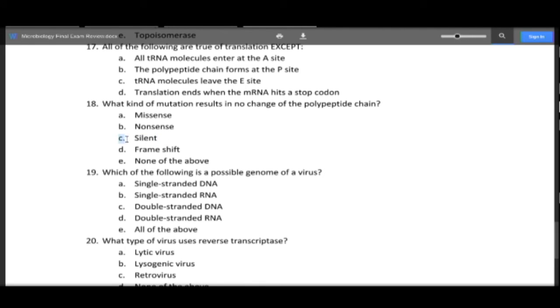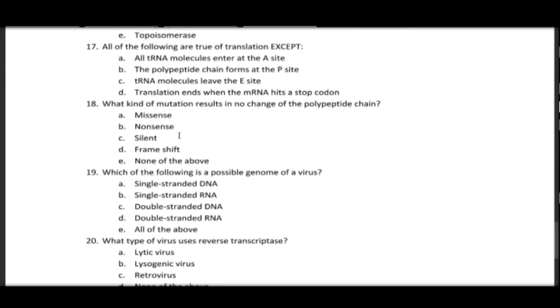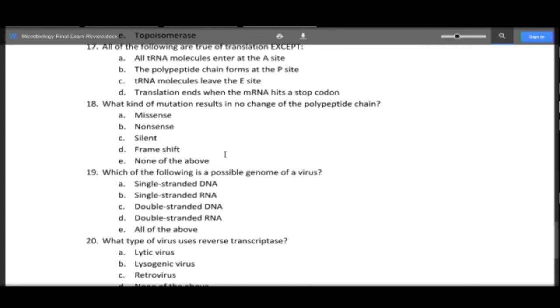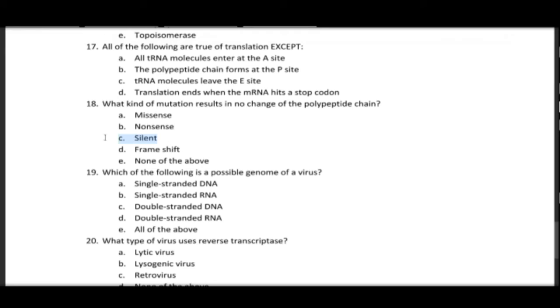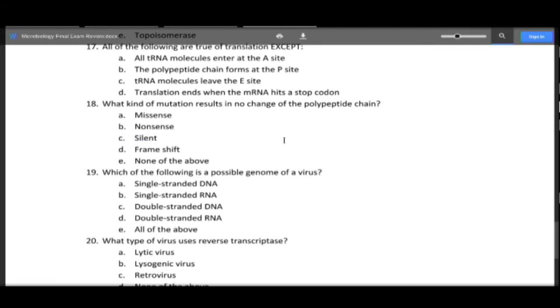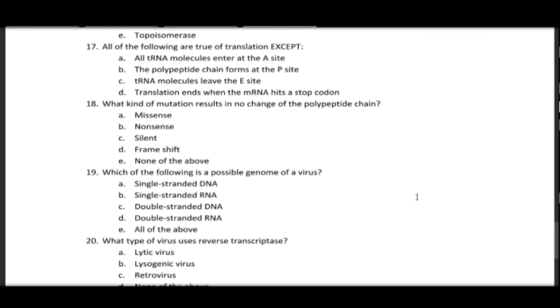But C, the silent mutation, is the one that makes the most sense, because this is where you don't have a change in your polypeptide, so you don't really notice that there was a mutation after all, because it coded for the same amino acid. So this isn't an exception. This is a straight one. So what kind of mutation results in no change in the polypeptide chain? It should be C, the silent mutation, the one that's just not going to be apparent because it codes for the same amino acid.